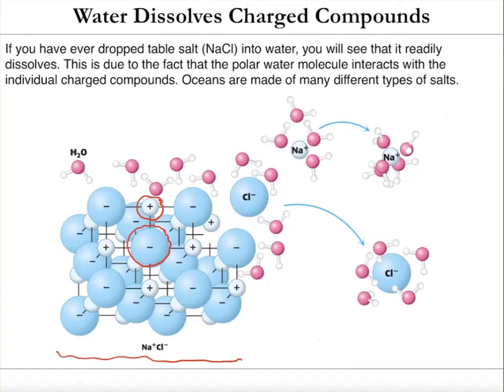And that's because the electronegative oxygens on water are able to interact with the positive charge on sodium, and the electropositive hydrogens on water are going to interact with the negatively charged chloride. So that's why, of course, our oceans are made of many different types of salts, because water is able to dissolve these different salts so easily.